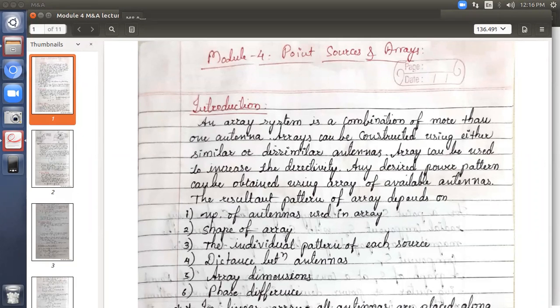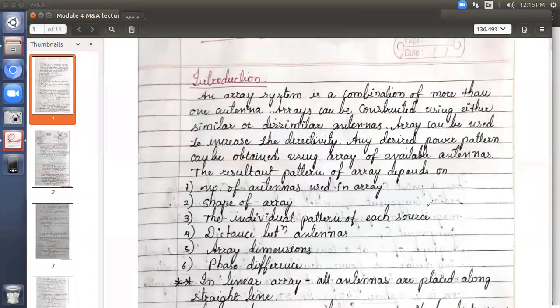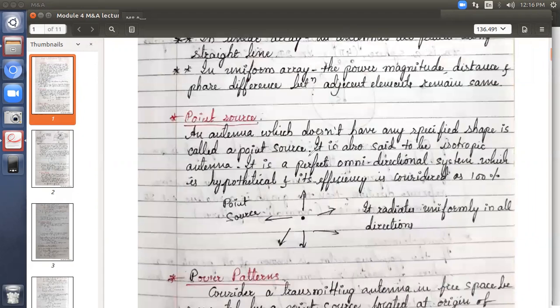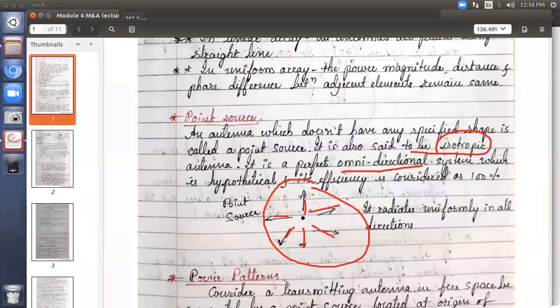So what is a point source? A point source is a hypothetical antenna. It's an ideal theoretical antenna which has no shape. It's a point, and its efficiency is 100%. It radiates in all directions. You can see it here on the screen. This is a point source. The directions indicate that it is radiating in all directions. That's why it is also called an omnidirectional antenna, which radiates in all directions. It is also called an isotropic antenna. Iso means same, which radiates the same in all directions. It's a hypothetical antenna.